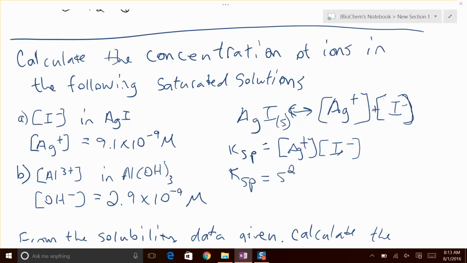All right, so let's see for B here. B is a little different, right? What's different about B? There's 3 OHs. That's right, there's 3 hydroxides. So you're going to have to relate that to the Al3+.